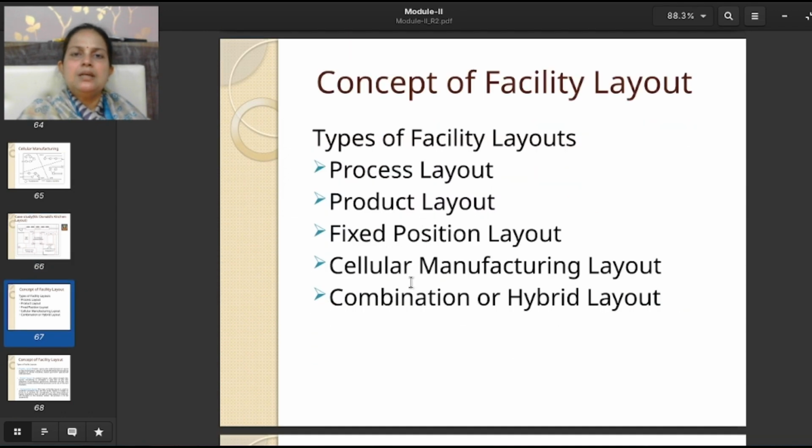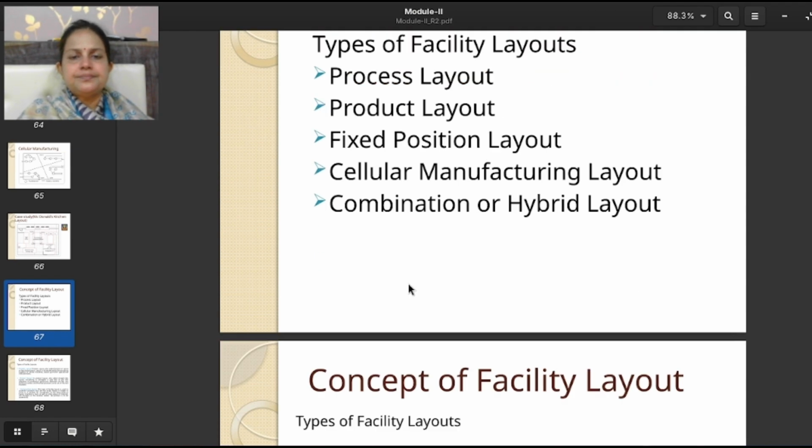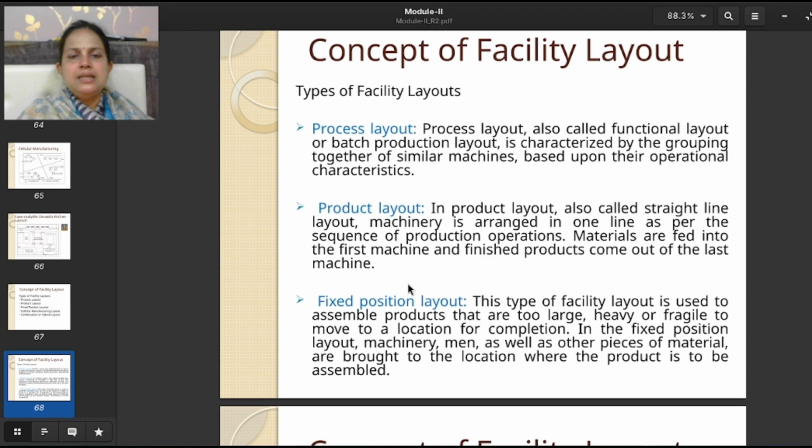Okay. Then the concept of facility layout. Types of facility layout we have already discussed, like process layout, product layout, fixed position layout, cellular layout and hybrid layout. Concept of facility layout, these things we have already discussed.